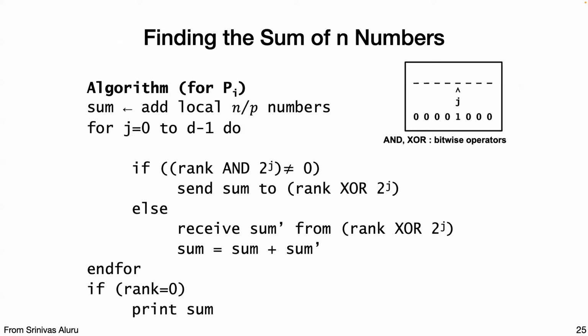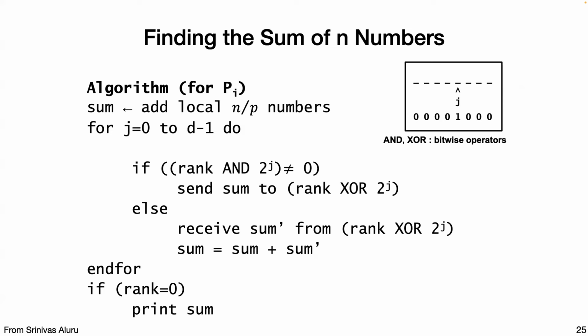Okay. So if you remember this sum of n numbers, first step is you add your local p numbers. And then this is using the hypercubic permutation. For j up to d minus 1, where d is your bit string, you send to your neighbors. Depending on whether you're the right neighbor or the left neighbor, you either send your sum or you receive the sum and then you add it into your partial sum. So I will show you a picture in a second.